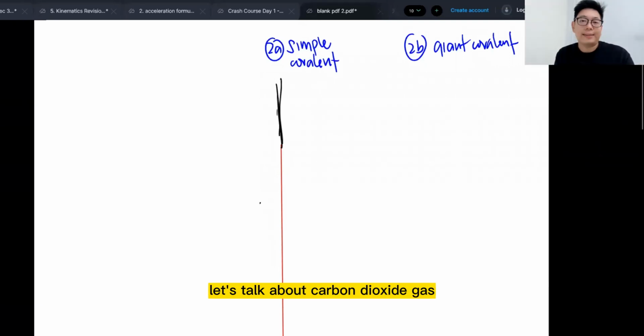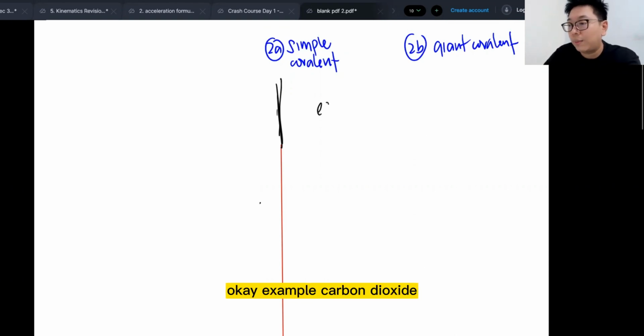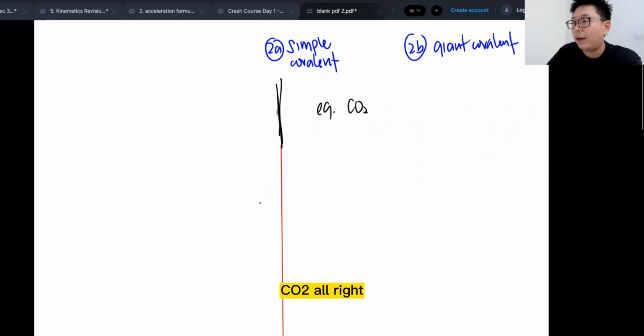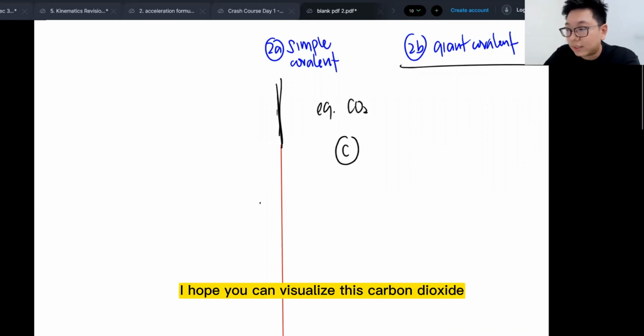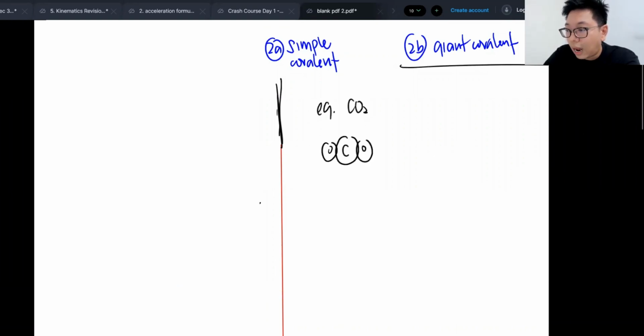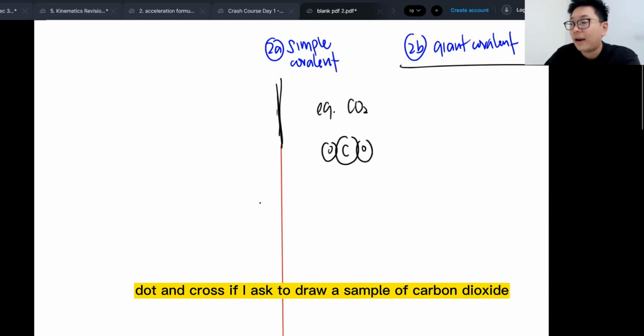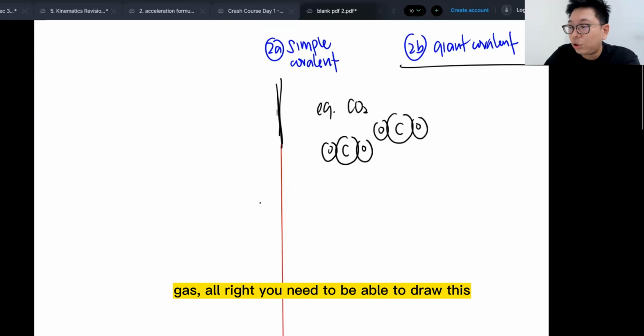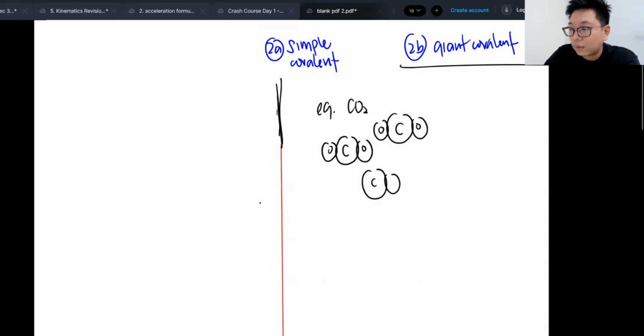Let's talk about carbon dioxide gas. Now, if you were to draw carbon dioxide, CO2, once again at a molecular level, I hope you can visualize this. I'm not saying draw dot and cross. If I ask you to draw a sample of carbon dioxide gas, you need to be able to draw this.